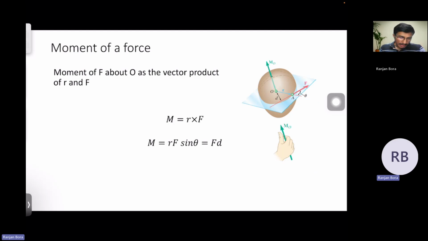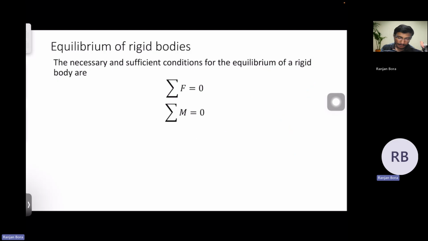Okay. So next is moment of F about O as the vector product of r and F. We have seen this M equal to rF sine theta. Now we can write this r sine theta as d. From this triangle, you can see this is the angle theta. So this distance is r cos theta, and this distance is r sine theta. That's why this rF sine theta is written as F dot d.